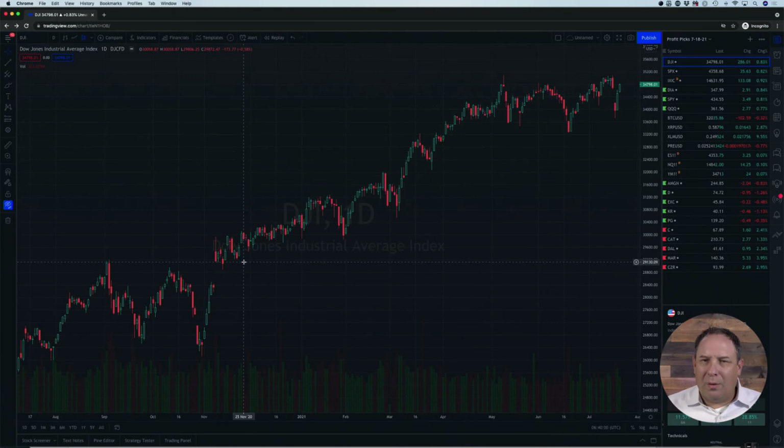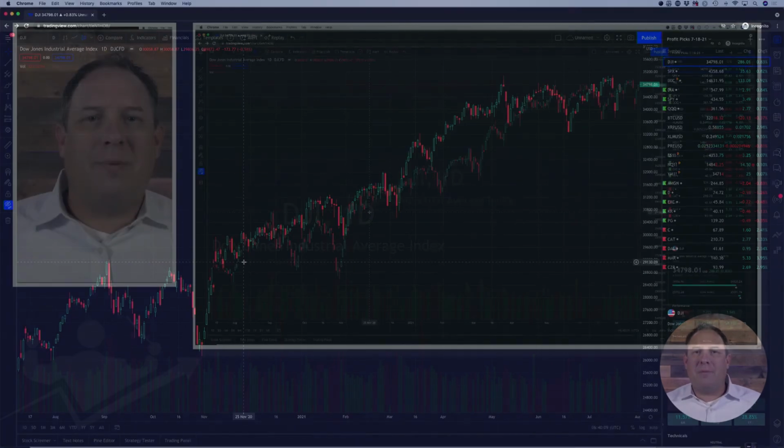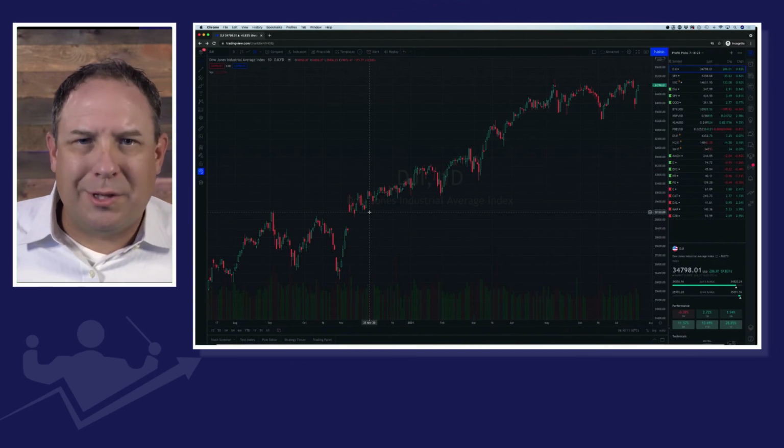Wow. The power of gaps. Breakaway gaps. This is what we call a continuation gap. We also have another type of gap that we call an exhaustion gap. There's all sorts of gaps.